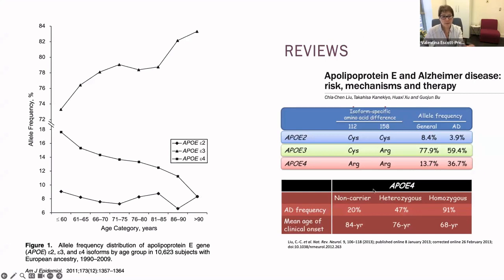As I've said already, in a different paper it has been shown that if you're ApoE4 homozygous, then you develop your disease at about 68 years of age on average. And if you're a non-carrier, it's 84 years of age. So there is a 16-year difference in the age of manifesting the disease. And therefore, genetic architecture is also relevant to the age of the population which you're looking at.